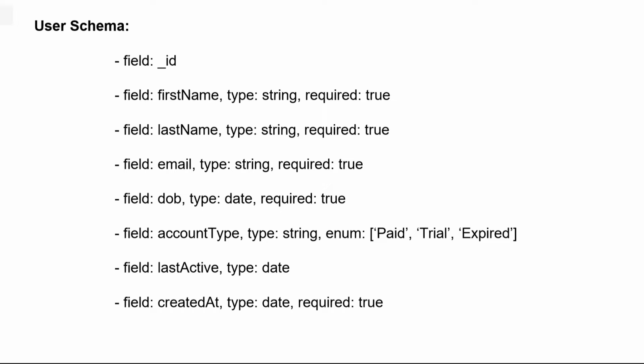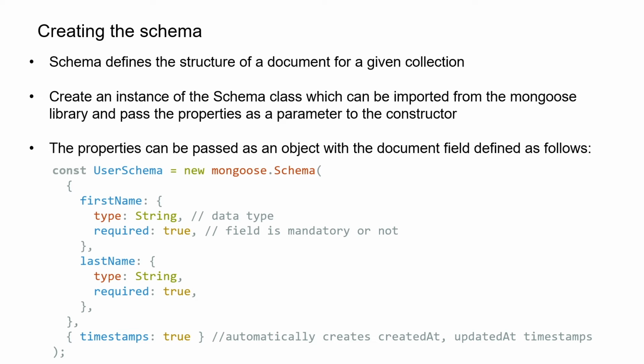Then we have two more date type fields, which will store the timestamp for when the user last logged in. And then we have the created at property, which will store the timestamp at which the user was created. Now since we have designed the schema for our user table, to create a schema, all we need to do is create an instance of the Schema class, which can be imported from the Mongoose library, and pass the collection properties as a parameter to the constructor. These properties are passed as an object with the document fields defined as given here in the sample below.